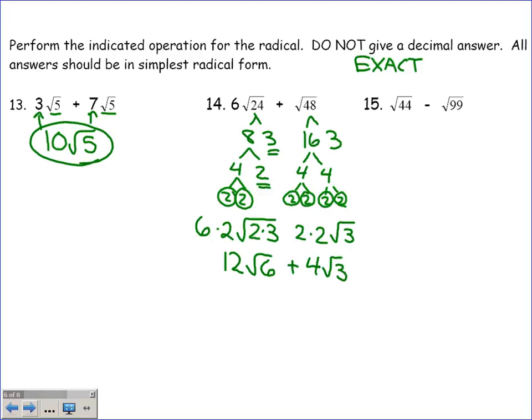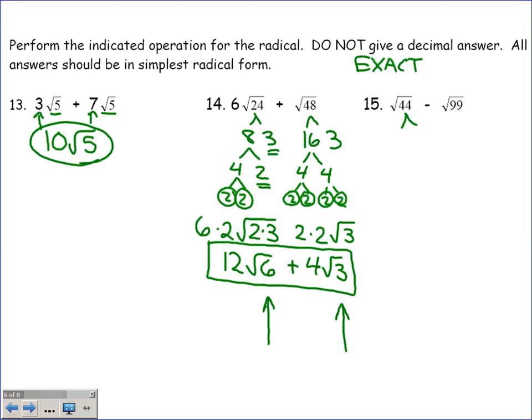I look at this and I notice that the radicand here is a 6. The radicand here is a 3. I can't combine those in any way possible. So this is my final answer. This will happen from time to time. Don't be alarmed, but you might go through and check your work just to make sure that you did everything correctly. It's not a bad idea.